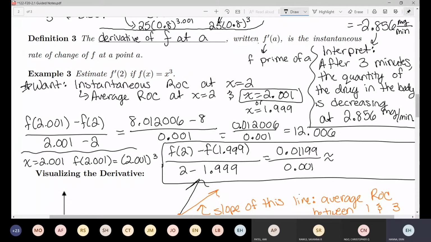So this would give you approximately 11.994. That's what I mean by you'll get slightly different answers depending on which value you use, but they're both obnoxiously close to 12. It's not that one's more right than the other one. They're both decent approximations of what we care about.